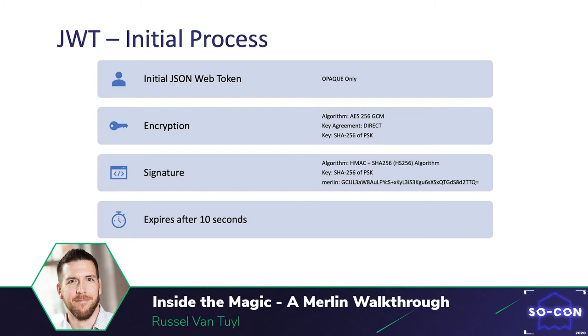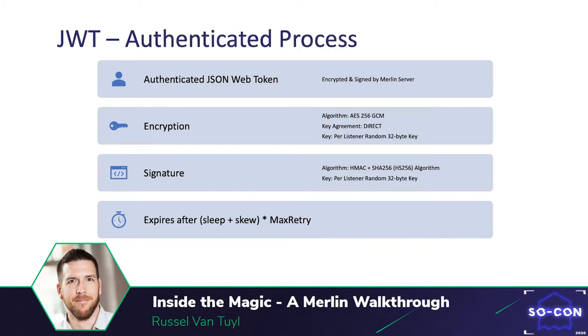When the agent generates a JWT, it is only valid for 10 seconds. And if the Merlin PSK is still the same, which is just lowercase merlin, you can see down here this string that starts with GCU is what the key will be for the JWTs going back and forth. After the agent has completed OPAQUE authentication, the server will create a JWT and return it to the agent in a message. From this point forward, the agent only uses the JWTs issued by the server.